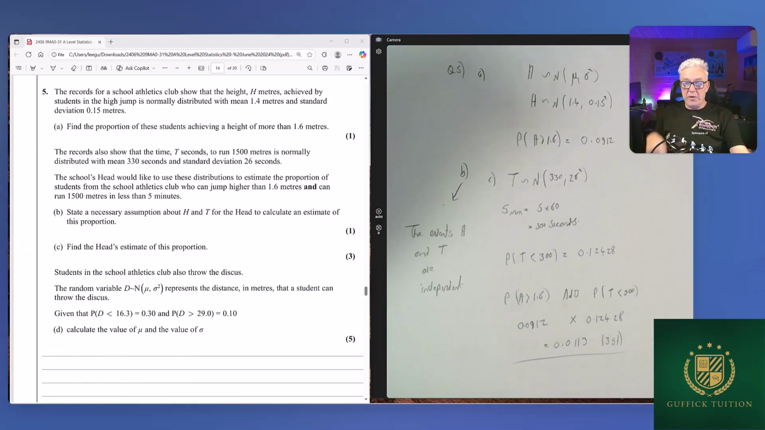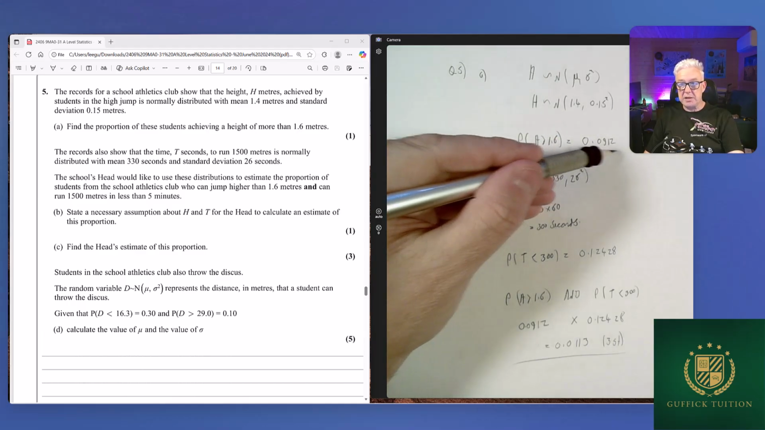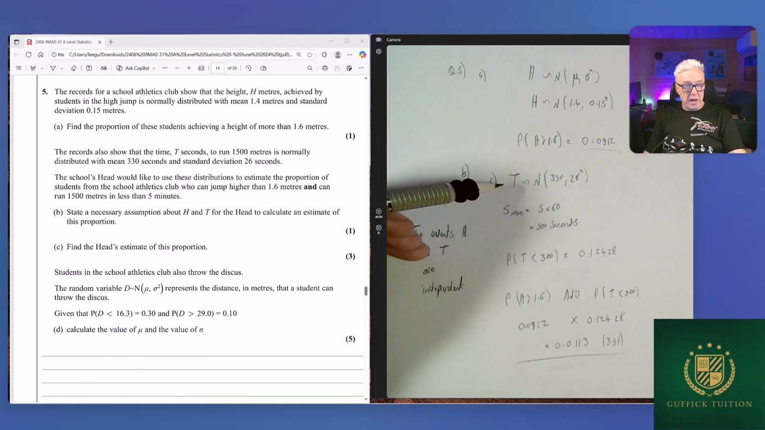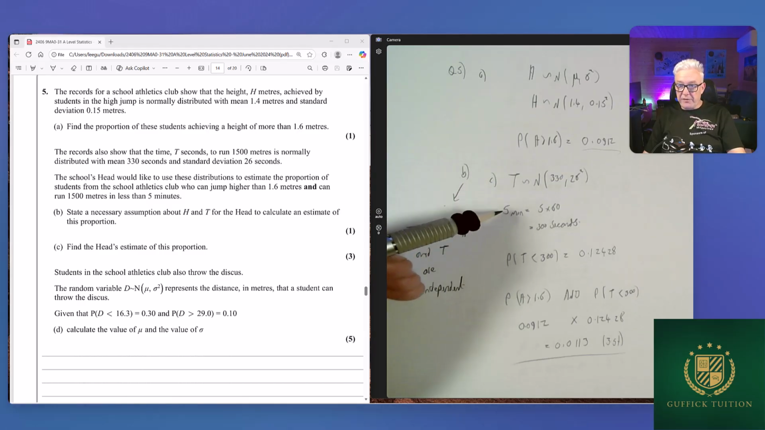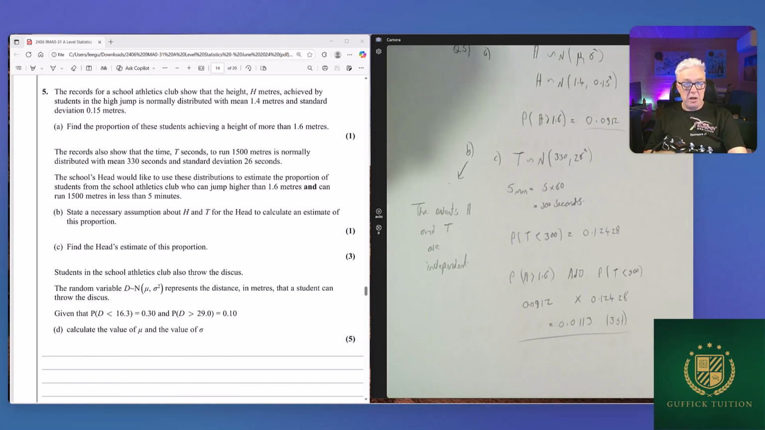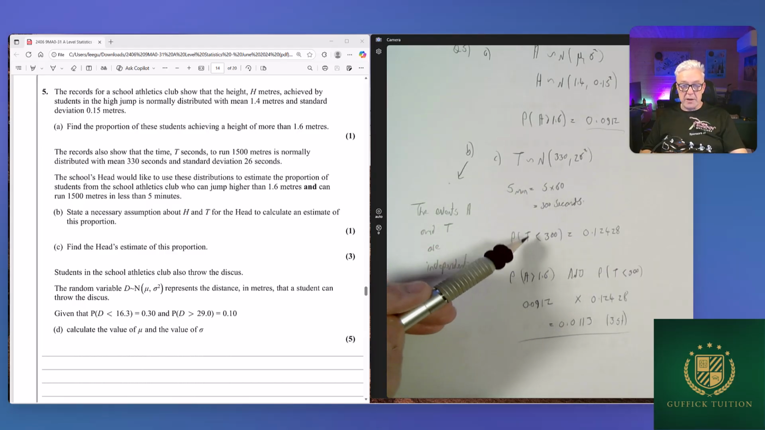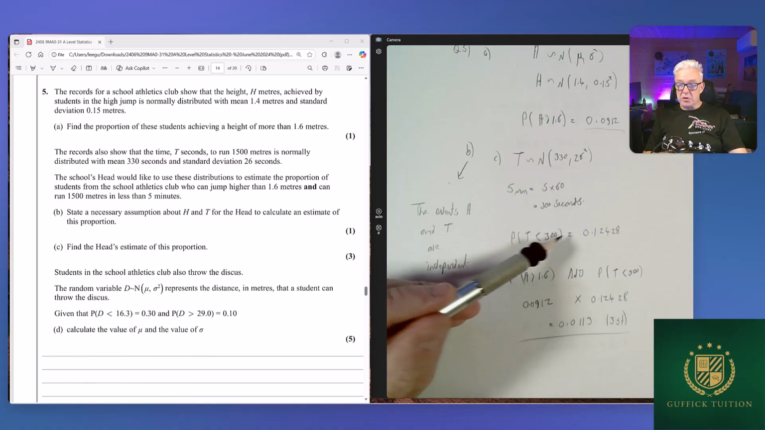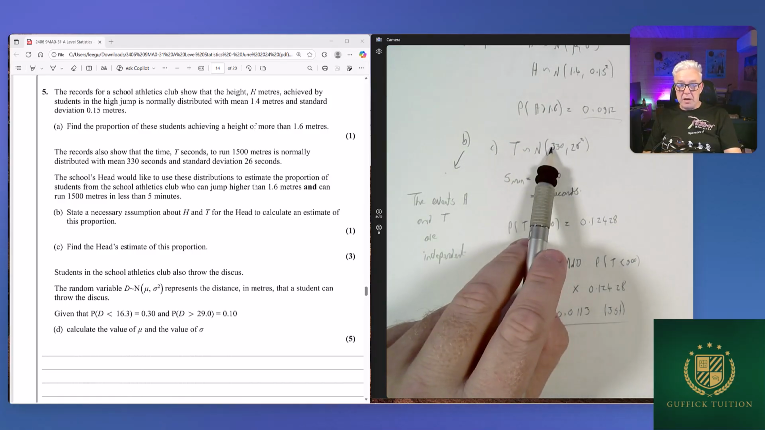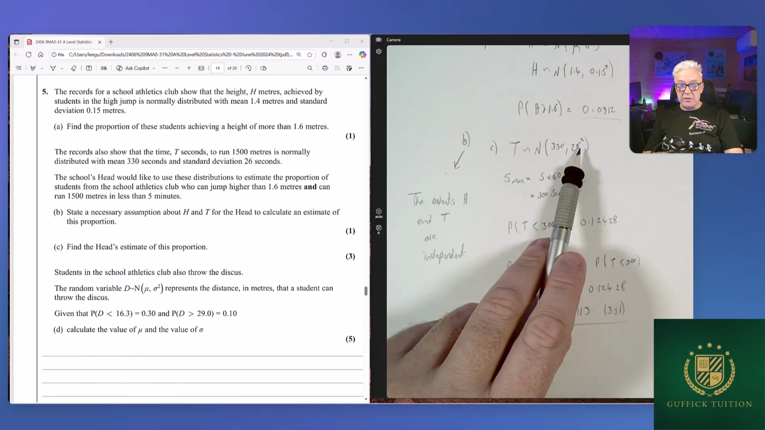So we've already worked out the probability that somebody can jump greater than 1.6 meters. So now let's find the probability that they can complete the 1,500 meters in less than 5 minutes. So 5 minutes is equal to 5 times 60, so that's 300 seconds. Notice that this distribution is measured in seconds, so we need to convert those 5 minutes into seconds. So we're looking for a probability of t is less than 300, where we have a mean of 330, we're told, and a standard deviation of 26.